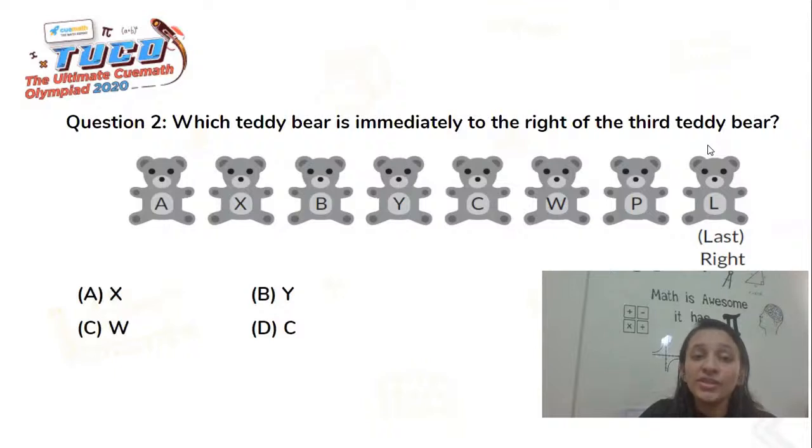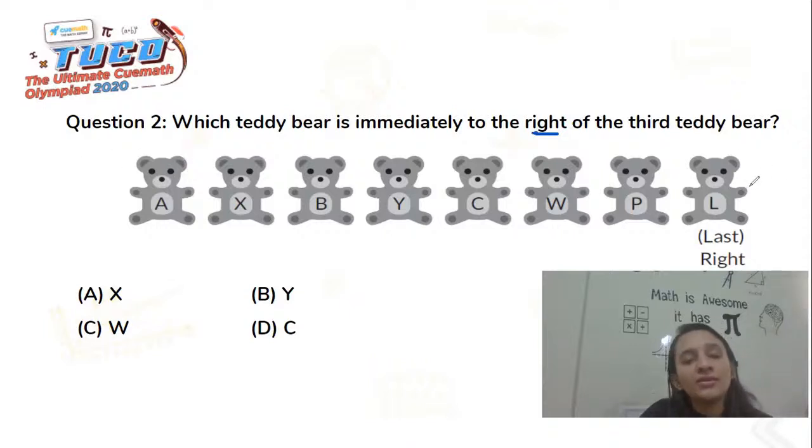It says, which teddy bear is immediately to the right of the third teddy bear? Now this is a bit of a tricky question if you read it. What it means is, which teddy bear is immediately to the right of the third teddy bear. Now it doesn't really say third teddy bear either from left or from right. So the first thing, as I said, you would be marking your left and your right.